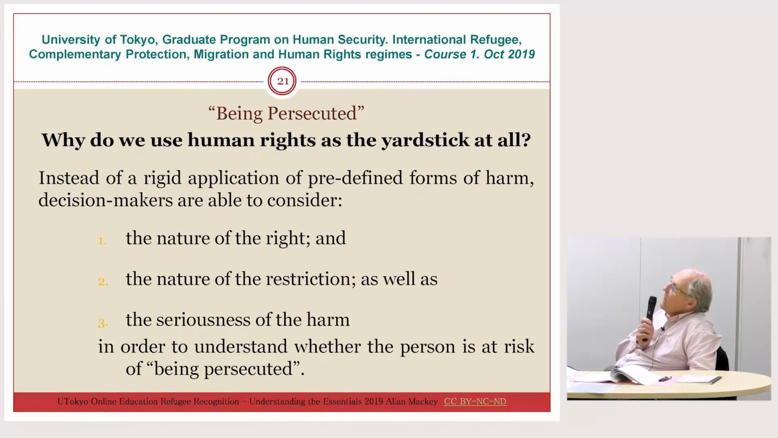Why do we use human rights as a yardstick? Instead of the rigid application of predetermined forms of harm, in other words, dictionary definitions or such things, which will be variable, decision makers are able to consider the nature of the right, the human right that you're looking at, whether it's higher or lower. Hathaway had a hierarchy of rights, which is a bit dangerous to use, but it puts them in levels. That's in that book I showed you yesterday on refugee law. The nature of the restriction as well as the seriousness of the harm, in order to understand whether the person is at risk of being persecuted.